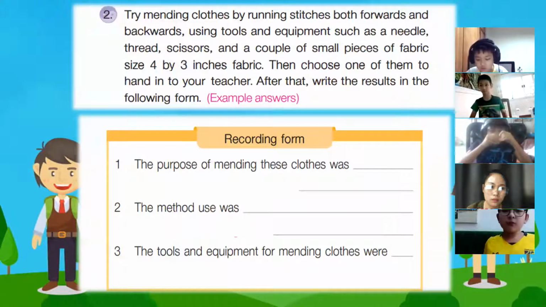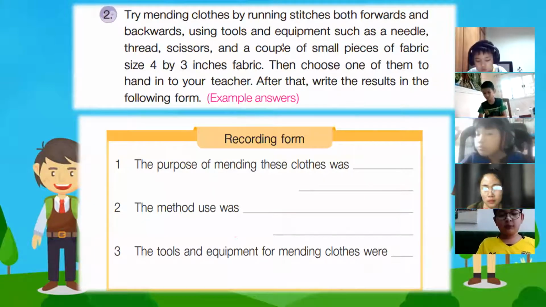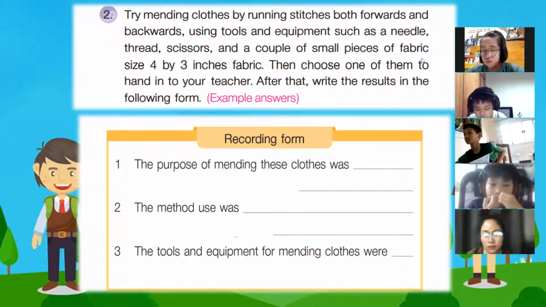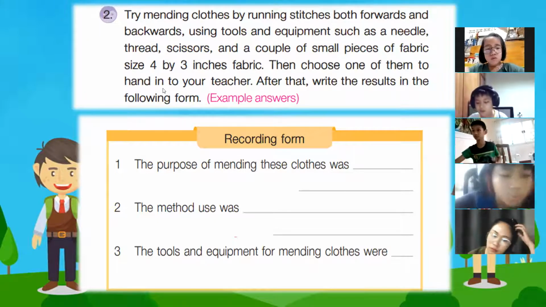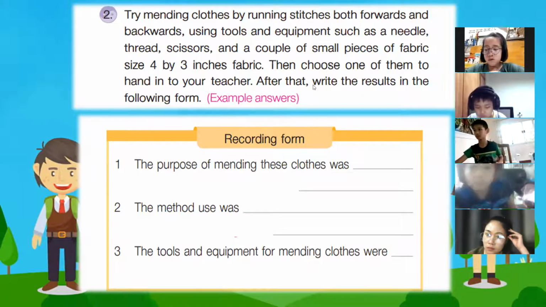All right. Now, number 2. Try mending clothes by running stitches both forward and backwards using tools and equipment such as needle, thread, scissor, and a couple of small pieces of fabric. Size 4 by 3 inches fabric. Then choose one of them to hand in to your teacher. After that, write the result in the following form.